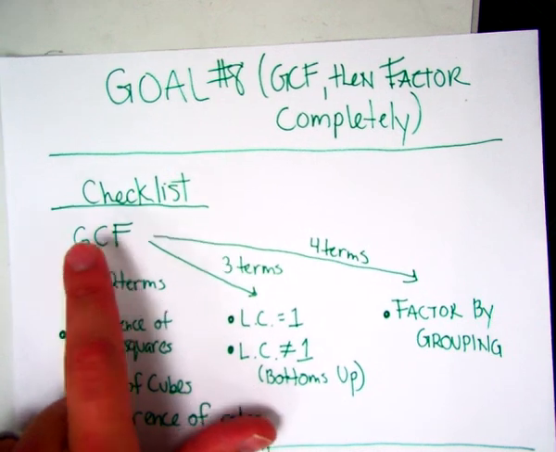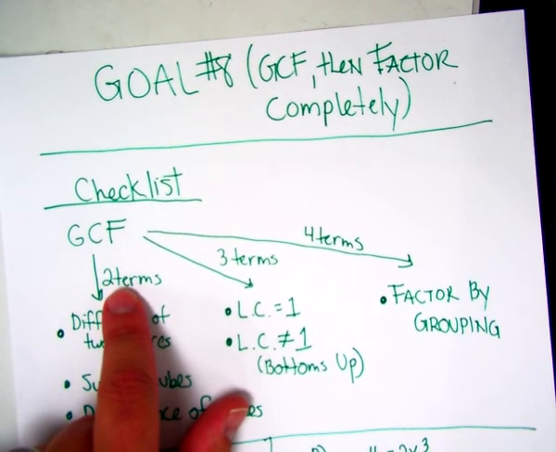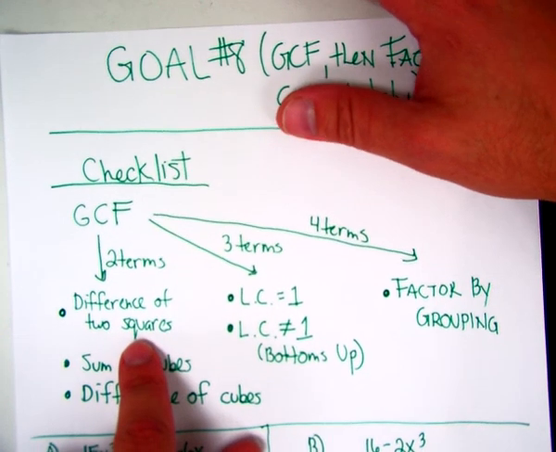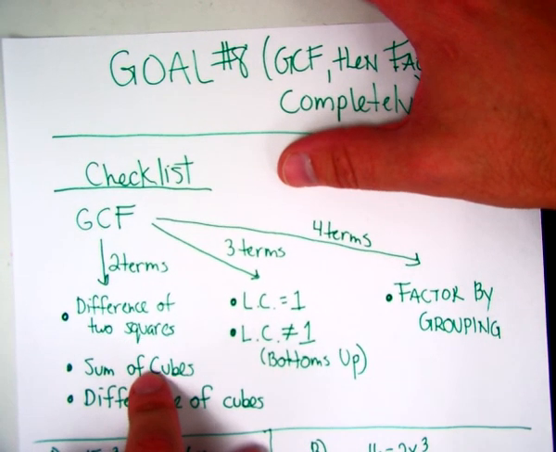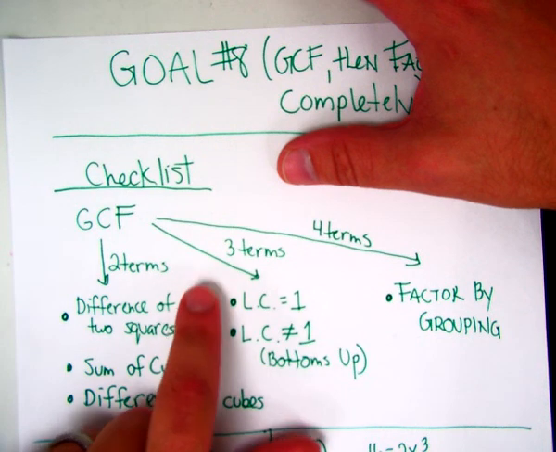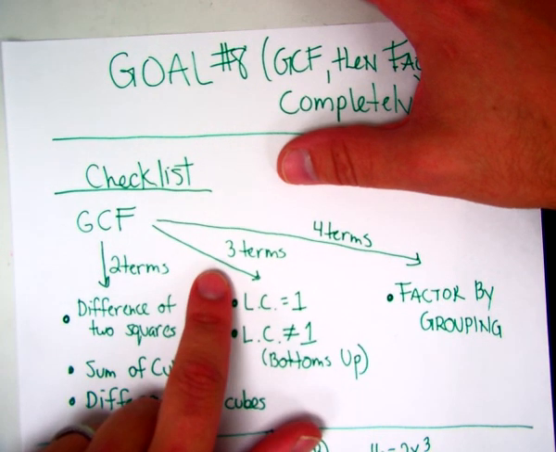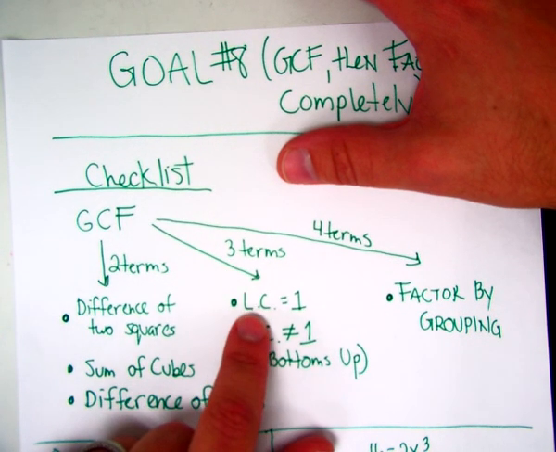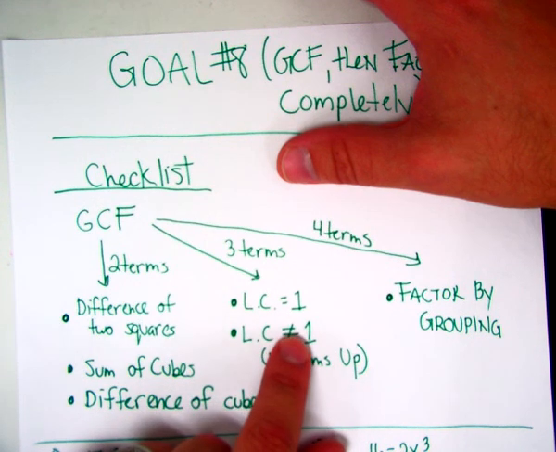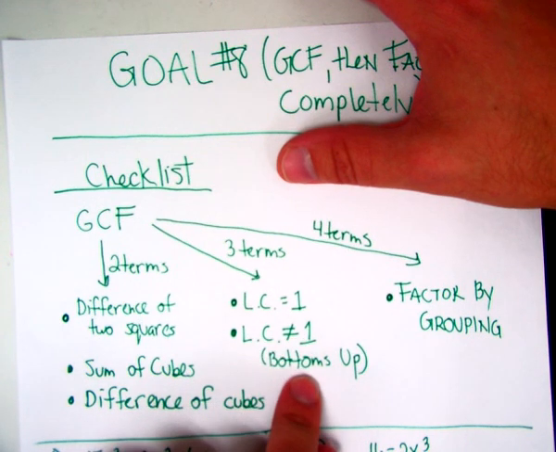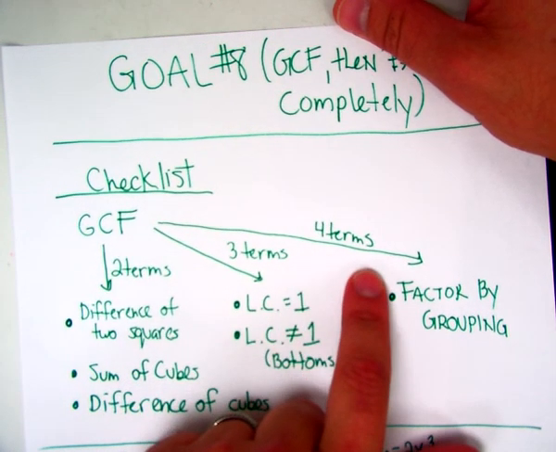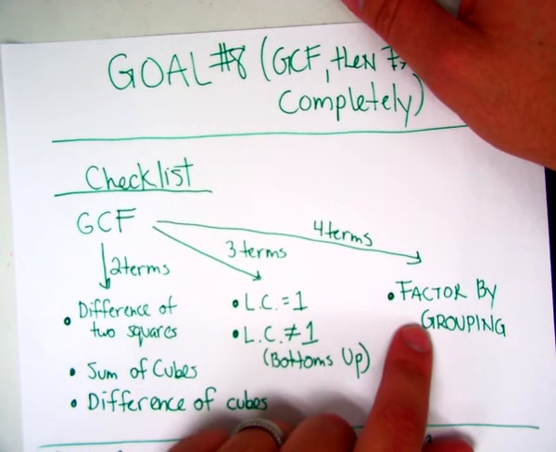From there, you need to determine, are there 2 terms? If there's only 2 terms, there's only 3 possibilities for it. It's going to be difference of squares, sum of cubes, or difference of cubes, which means you have to use those formulas. When there are 3 terms, that means we're going to have a leading coefficient of 1, or we're going to have a leading coefficient not equal to 1. And if we have leading coefficient not equal to 1, we're going to use bottoms up. The last thing to check for is if there are 4 terms, there's only one way to do that, and that's to factor by grouping.